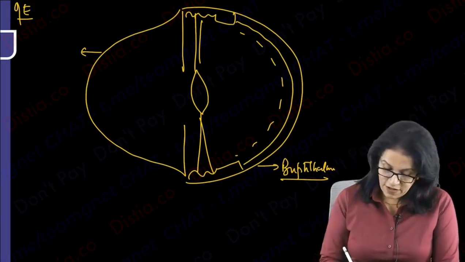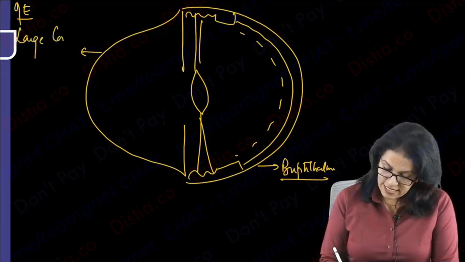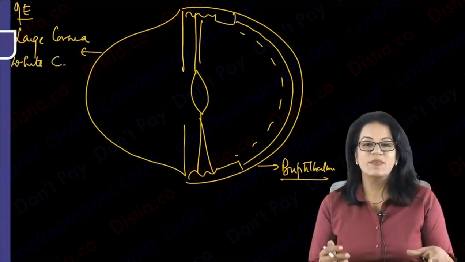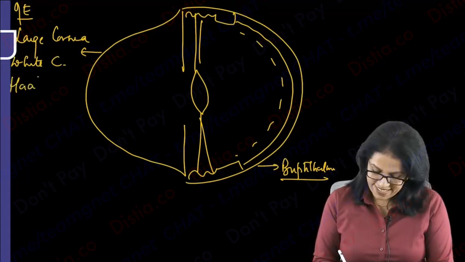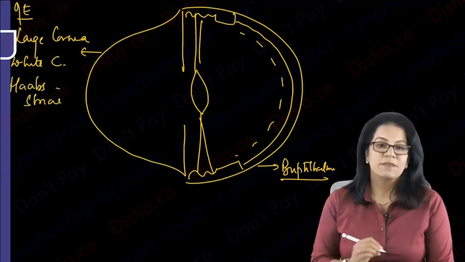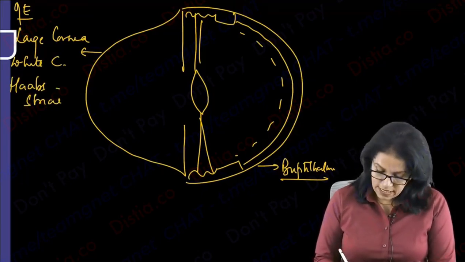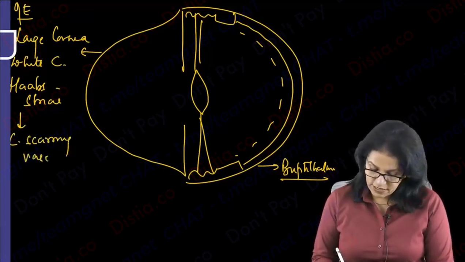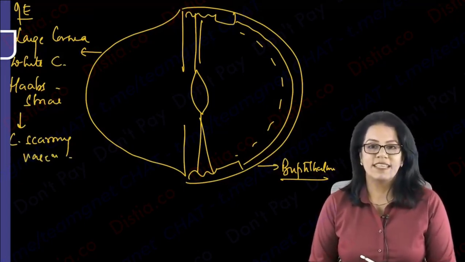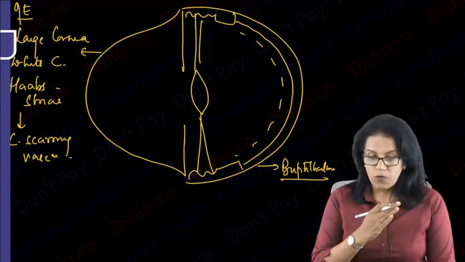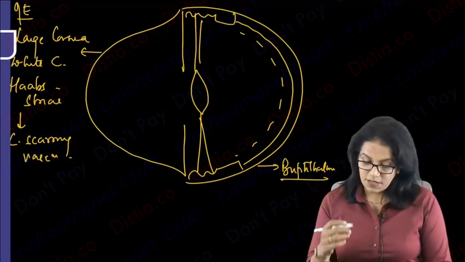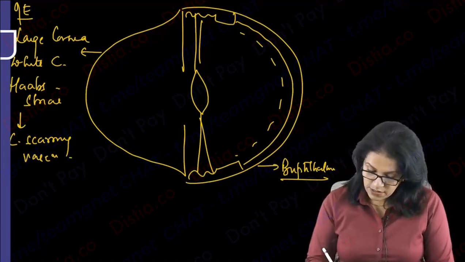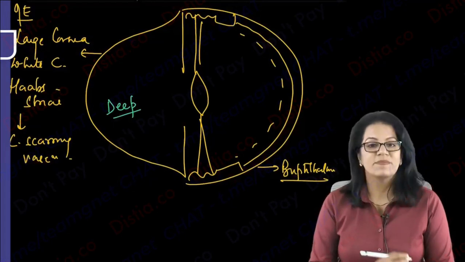So how to write it? We will write large cornea because of the stretching, white cornea because of the edema, and the break in the Descemet's membrane is called Haab's striae. Okay, these are Haab's striae. And remember, this can later lead to corneal scarring, in bad cases, and vascularization. Corneal scarring and vascularization. Hope you've noted down. What is behind the cornea? Anterior chamber. The eye is enlarged, so naturally the anterior chamber will also be deep.